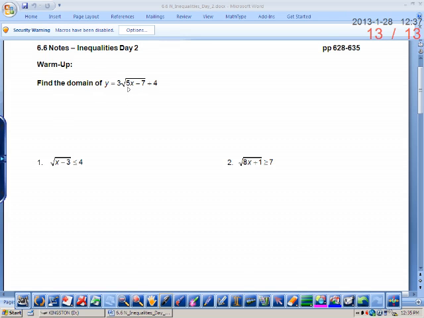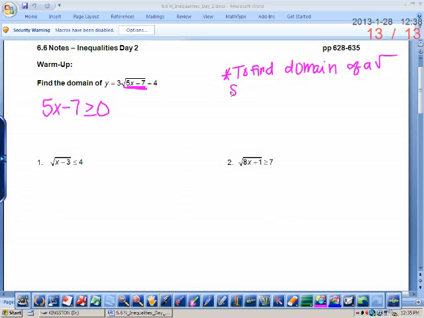Not when x is positive. Yeah, when the radicand, when this inside is positive or what? 0. We can take the square root of positive numbers, and we can take the square root of 0, but we cannot take the square root of a negative. So remind yourself to find the domain of a square root function, set the inside or the radicand greater than or equal to 0.